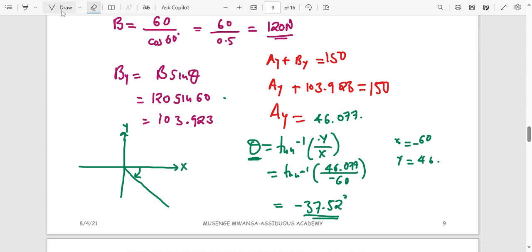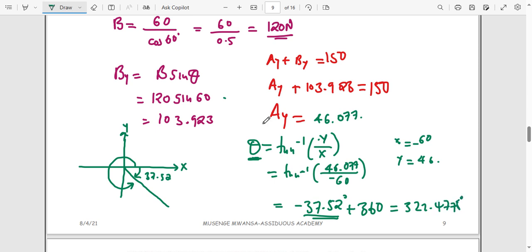So the angle that we have found is 37.52. The angle that you want is this one. You always want to go in the anti-clockwise direction from the positive x. So how can we find this angle? Simply add 360 to this angle that you have, or simply say 360 minus 37.52. And that is going to give us 322.4775. Let's see the angle which has been given here.